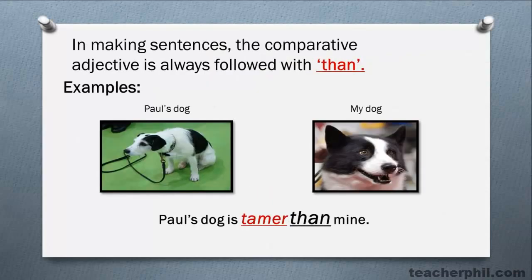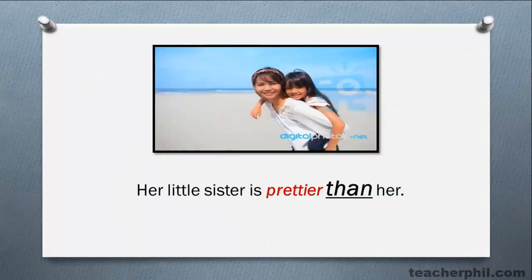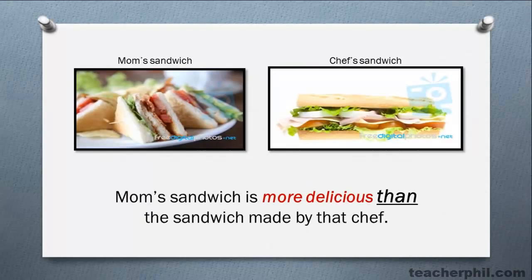In making sentences, the comparative adjective is always followed with than. Examples: Paul's dog is tamer than mine; her little sister is prettier than her; Mom's sandwich is more delicious than the sandwich made by that chef.